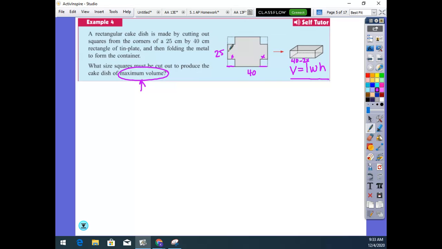If this is 25 and I'm doing the same thing, folding this side up and this side up, my width is 25 minus 2x. And how tall is it if I fold this up? This is just x. So I'm going to write an equation of the volume of my length times width times height. That x all by itself, though, I'm just going to put in the front just because I don't like it at the end. So this is the volume of my rectangular prism.